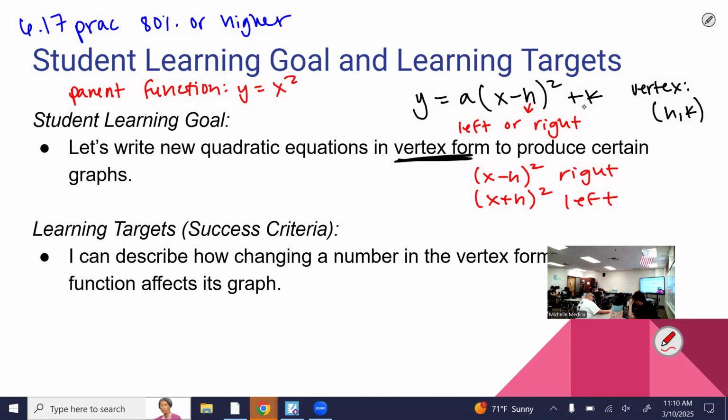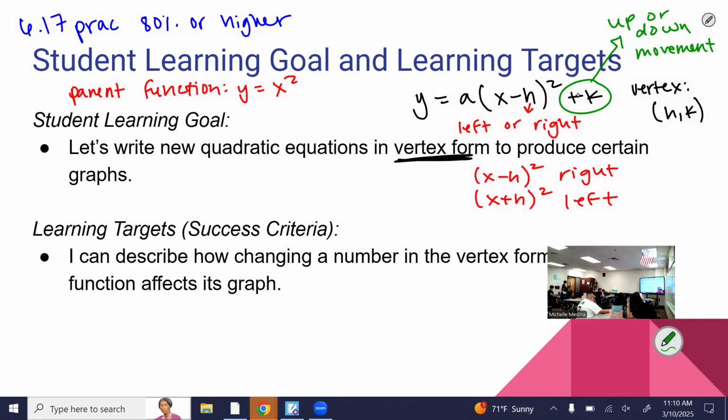For the K, what does that tell you? Any up or down movement. And it always matches whatever the K is. So if it's positive, we're going up K units. If it's negative, we're going down K units.